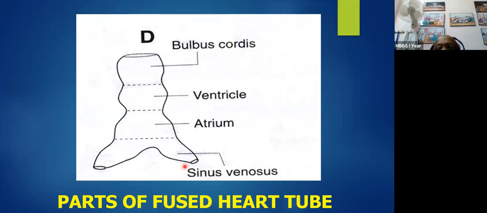Okay, so these are the parts of your fused endothelial heart tube: bulbus cordis, ventricle, atrium, and sinus venosus with two horns. If you take this bulbus cordis, it has two parts. The proximal part is called the conus, and the distal part is called the truncus arteriosus.